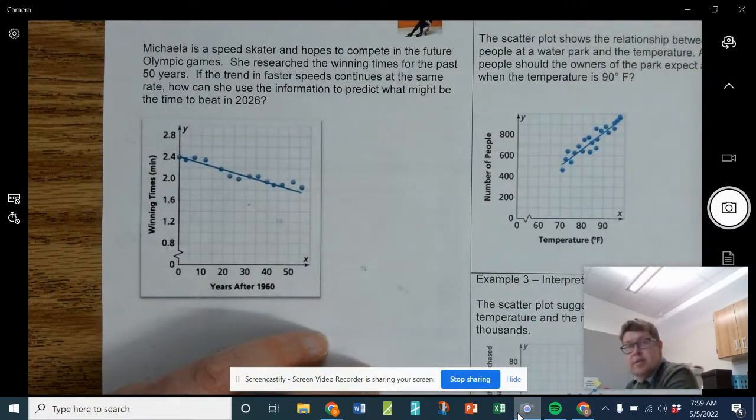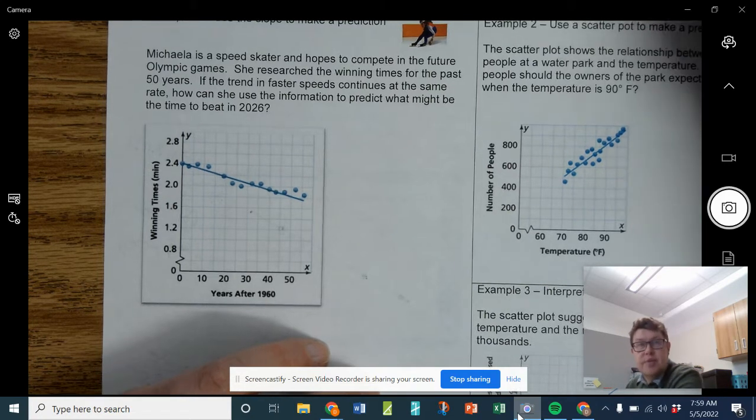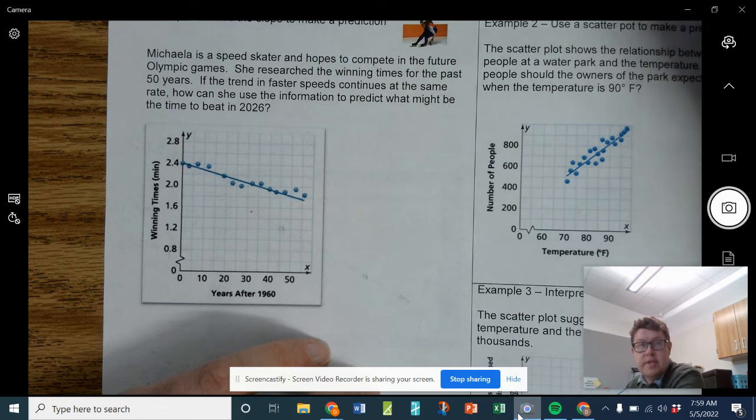Michaela is a speed skater, hopes to compete in the future Olympic Games. She researched the winning times for the past 50 years. If the trend in faster speeds continues at the same rate, how can she use the information to predict what might be the time to beat in 2026?